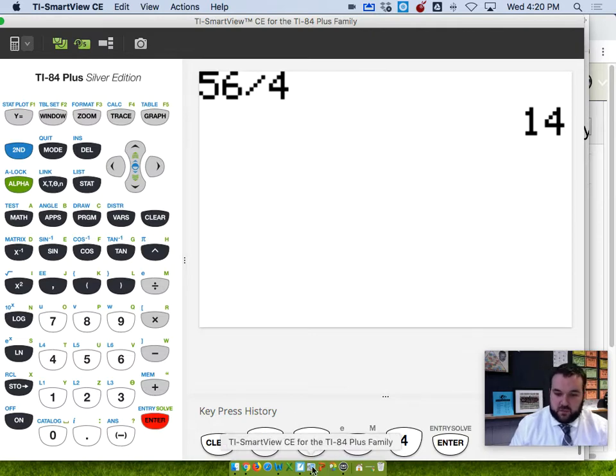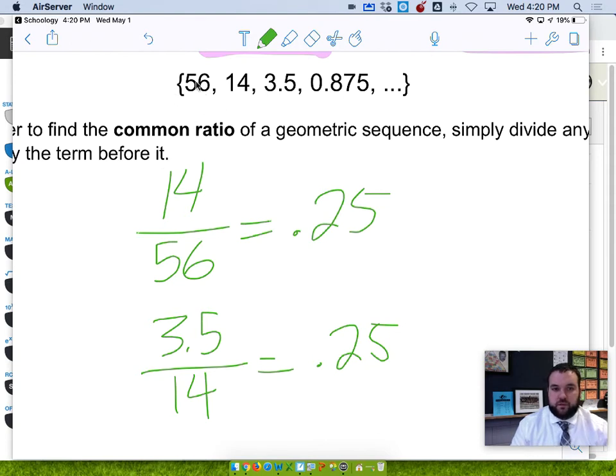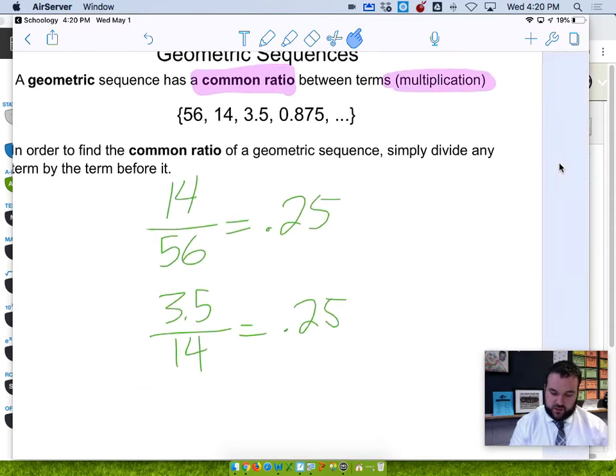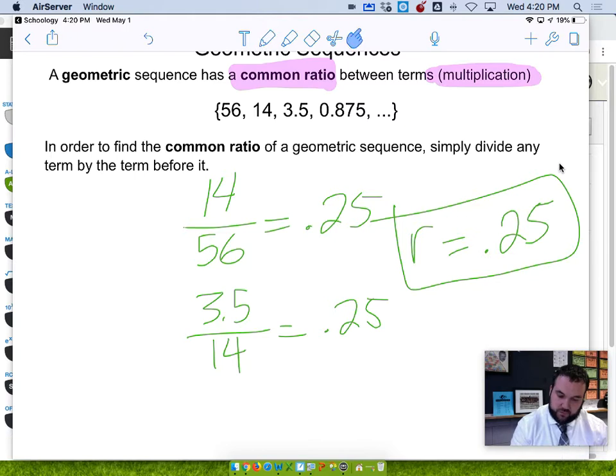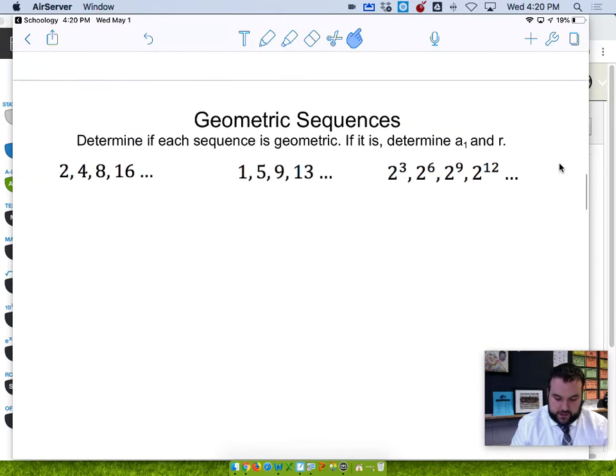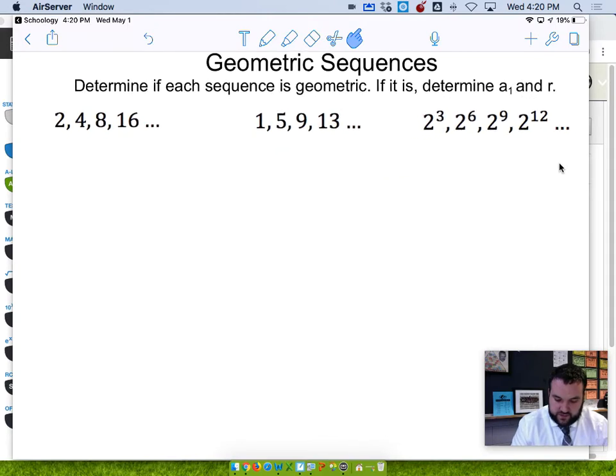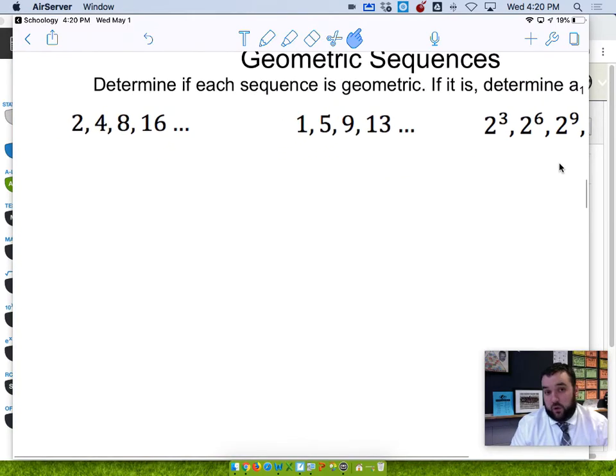So what's important here is that you could also say 56 divided by 4 is 14. So you could make the argument that this pattern here from 56 to 14 is dividing by 4, but we are going to talk strictly in terms of multiplication when we talk about geometric sequences. So here the ratio is 0.25. Okay, and that's going to be a pretty important thing as we get along. So just take a look at a couple sequences quick. Are they geometric and are they not?